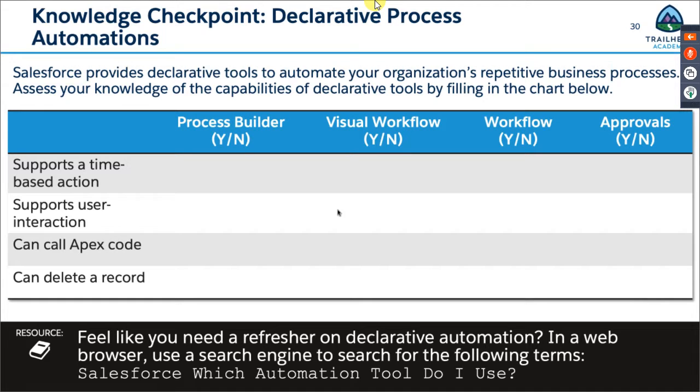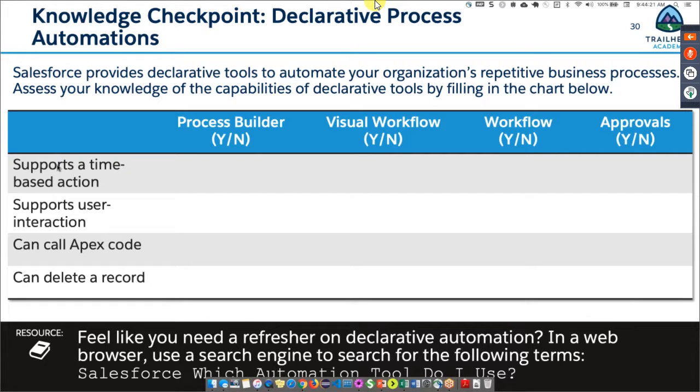All right, so there are some tools that you should be familiar with. Hopefully, you are familiar with them. That includes the Process Builder, visual workflow, workflow, and approvals. All of them are very, very powerful tools that can be used with clicks. So the questions are yes or no for each of the tools for each of these bullets.